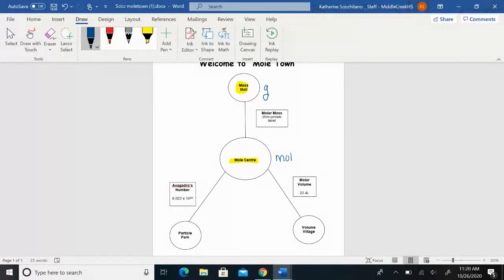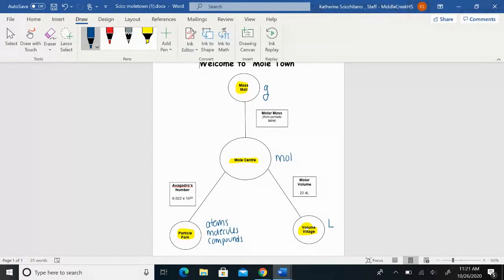The next one is particle part, and the units that lie under particle part are going to be atoms, molecules, or compounds. Okay, so those are all different words that you can see that are units that apply to particle part. And then our last one on here is volume village, and the unit that's associated with that is liters, which we signify with a capital L.